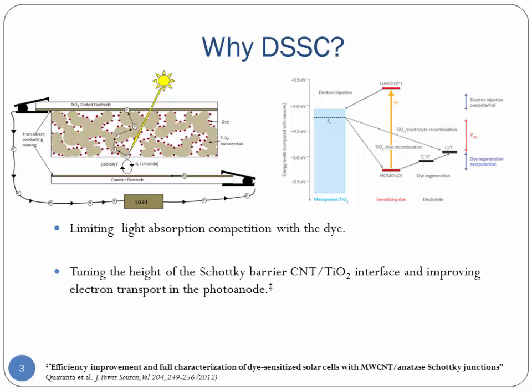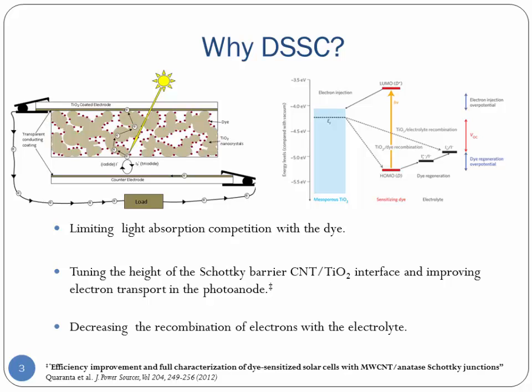Second, when we put titanium dioxide and carbon nanotubes in contact, a Schottky barrier is formed, so the recombination is reduced because electrons receive a push in the forward direction. Now, the Schottky barrier height depends on the work function of the carbon nanotubes. So by selecting the chirality, we select the work function of the carbon nanotubes.